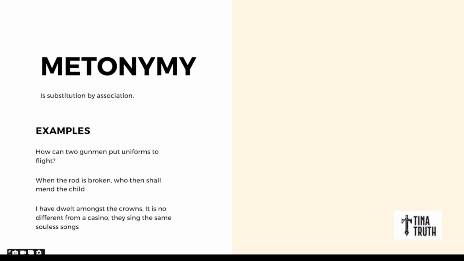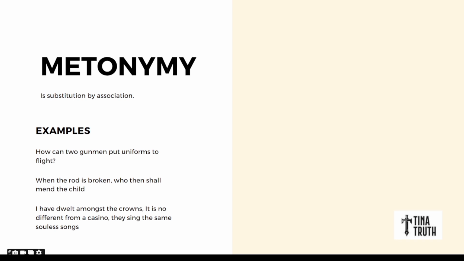When the rod is broken, who then shall mend the child? Do you understand? The rod there signifies a parent. Now, that is metonymy because the rod is associated with a parent. We use the rod instead of a parent. Now, the third one and the final one for metonymy is I have dwelt amongst crowns.